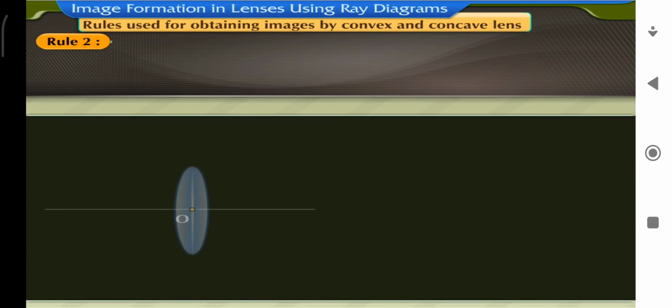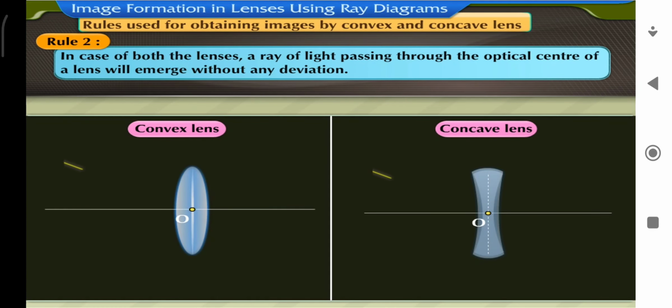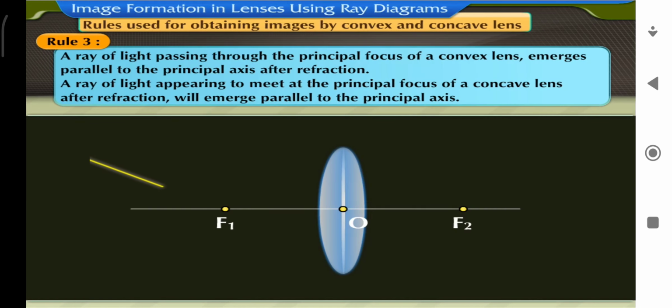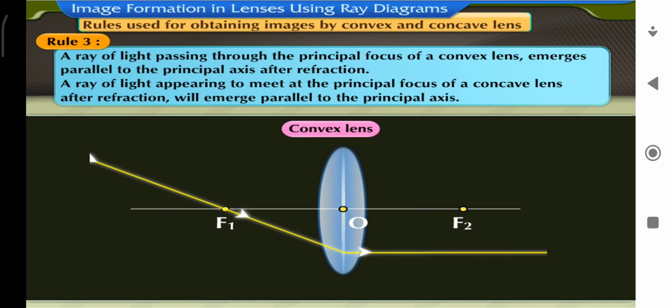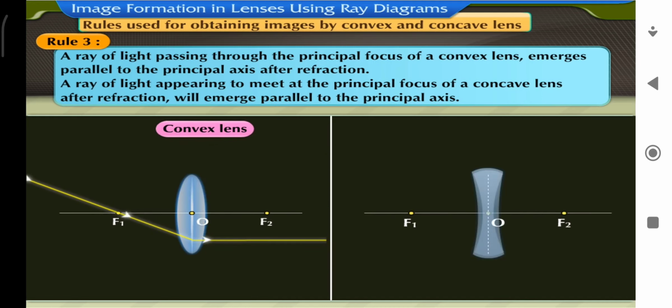Rule 2. In case of both the lenses, a ray of light passing through the optical center of a lens will emerge without any deviation. Rule 3. A ray of light passing through the principal focus of a convex lens emerges parallel to the principal axis after refraction. A ray of light appearing to meet at the principal focus of a concave lens after refraction will emerge parallel to the principal axis.